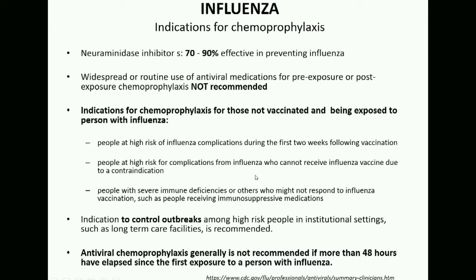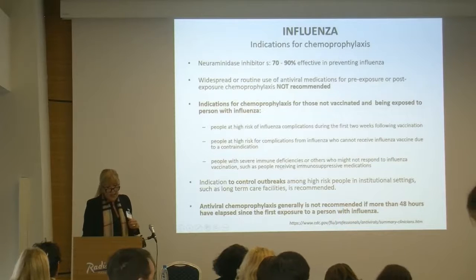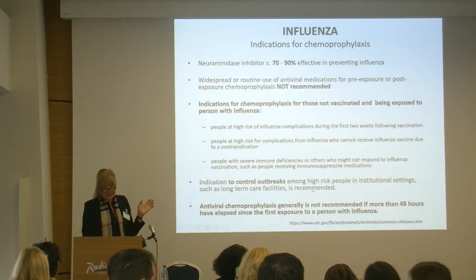Now we come to chemoprophylaxis, so not yet ill, not being vaccinated. Neuraminidase inhibitors have been shown to be 70 to 90% effective in preventing influenza. However, please keep in mind, widespread or routine use of antiviral medications is not recommended for chemoprophylaxis. But there are certain indications for those who have not been vaccinated or couldn't be vaccinated, and are exposed to persons with influenza, like those at risk for complications, people with severe immune deficiencies, and so on. And of course, an indication is to control outbreaks among high-risk people.